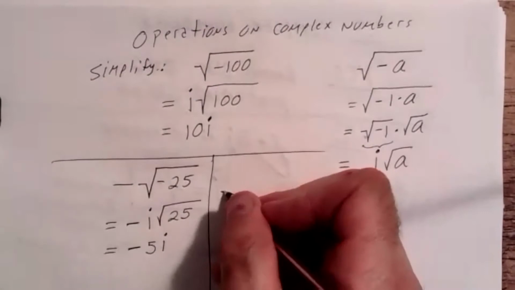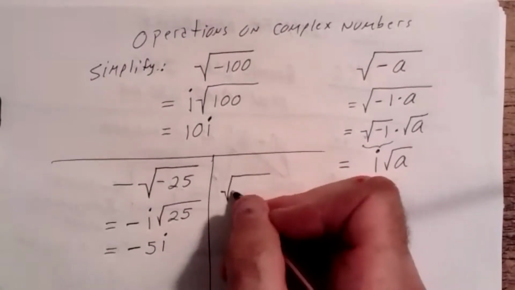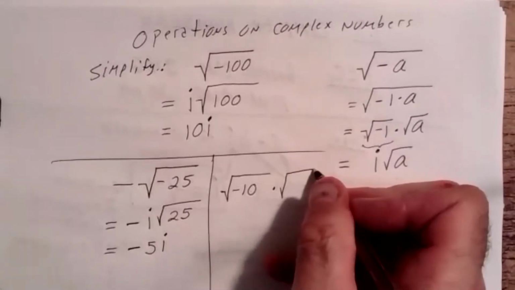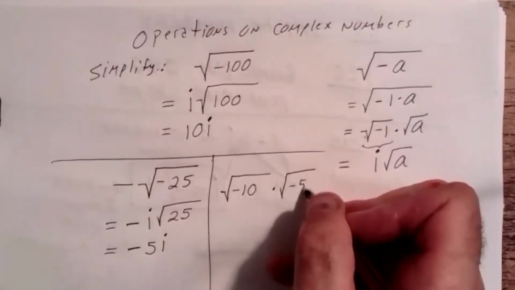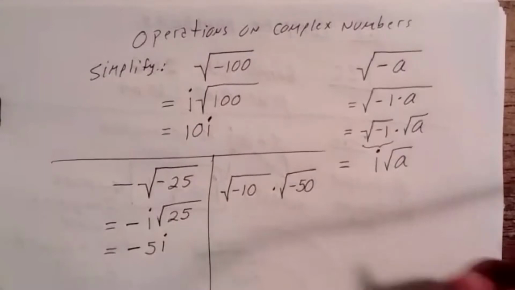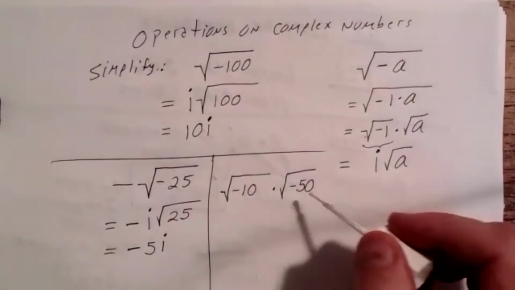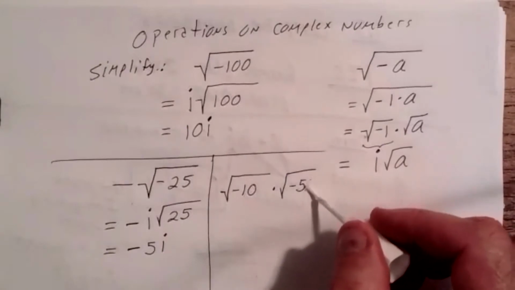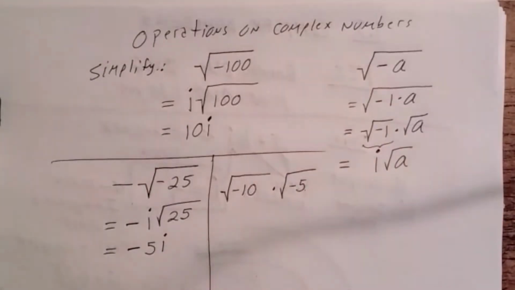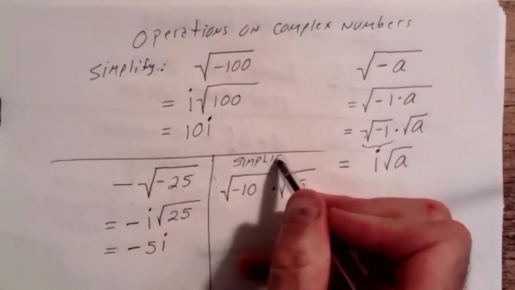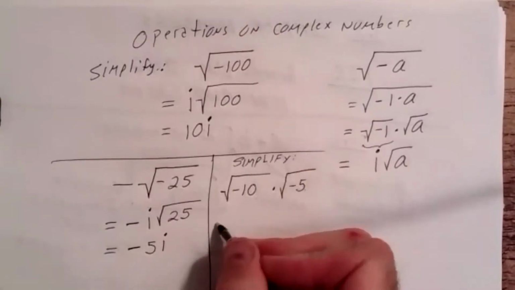What if we want to multiply two square roots with negatives underneath them? If I want to take the square root of -10 and multiply it by the square root of -5, I didn't want the square root of -50, the square root of -5. So if I want to take the square root of -10 and multiply it by the square root of -5, and then simplify this expression, what do we do?